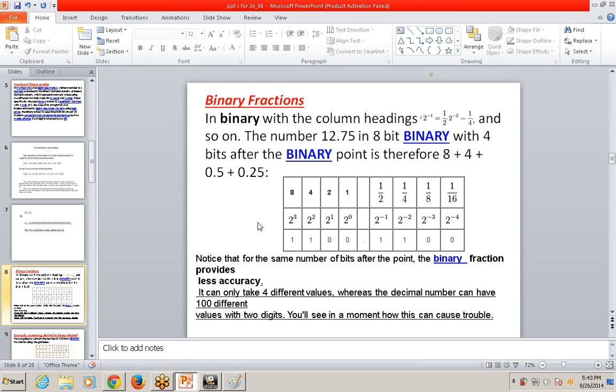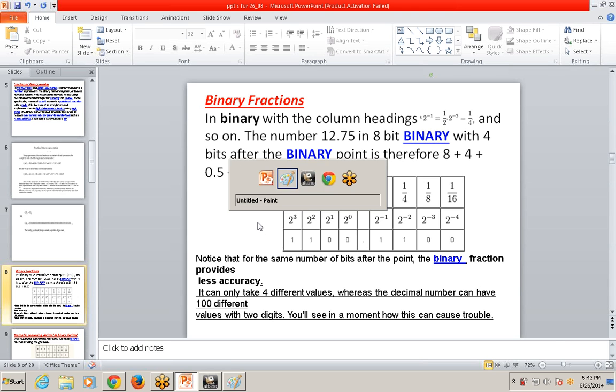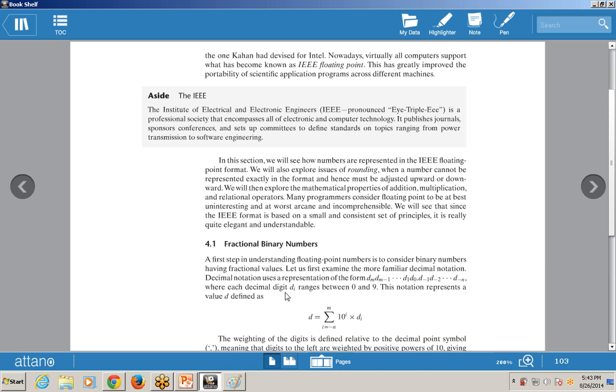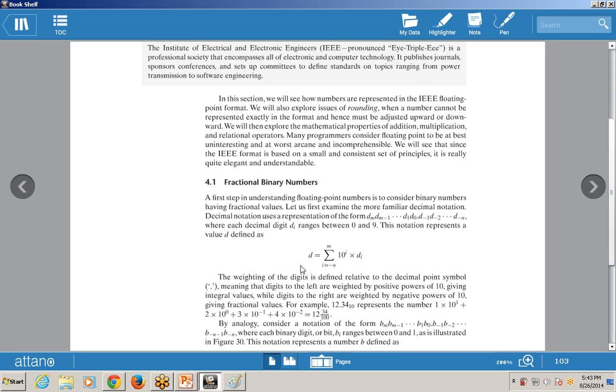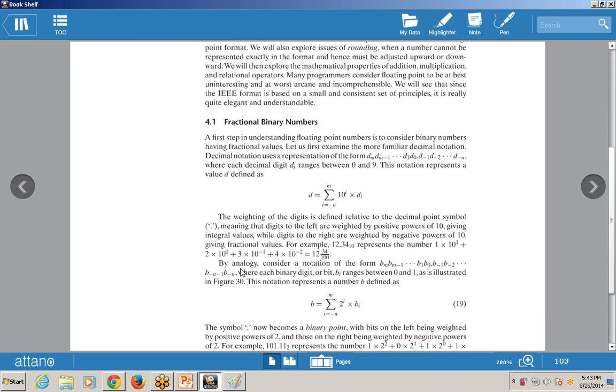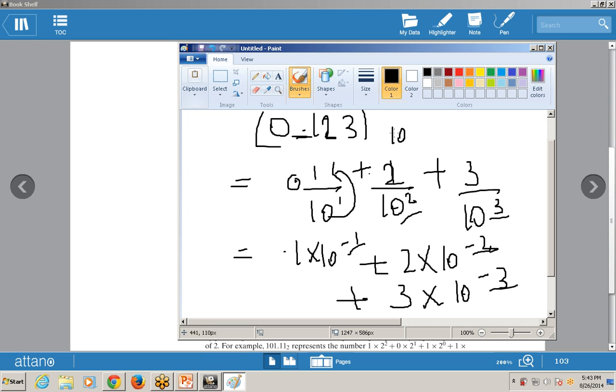Now, the next topic is binary fractions. So first of all, let's see your book. This is a fraction number. This is how we can represent it: 10 power minus 2 into 4, 10 power minus 1 into 3, 10 power 0 into 2, 10 power 1 into 1. So this is how we can represent 12.34. First of all 1, that is 10 power 1. Now let's see this example.